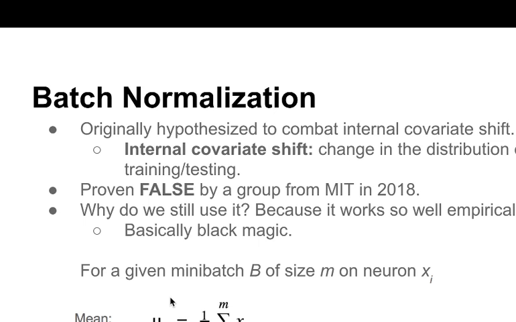That was what it was hypothesized as, but it was proven false last year. The math in the original paper was all wrong. So don't go around saying that batch normalization combats internal covariate shift. Someone's going to yell at you if they know what they're doing. But the question is, why do we still use it? Because it worked so well empirically. It's basically black magic. My boss even said that: we don't know why it works, it just works really well, and it's black magic.